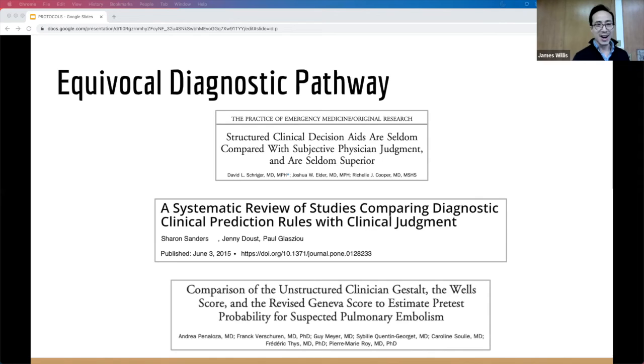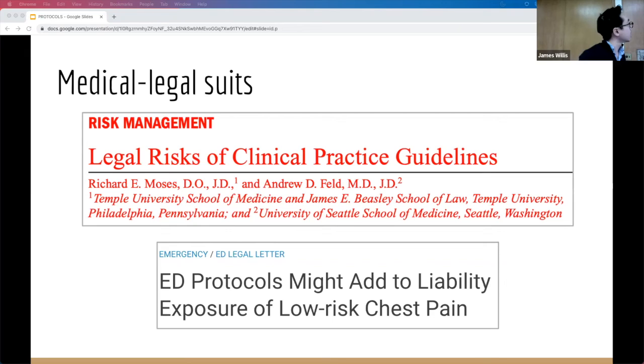You get what I mean. But essentially, all three found that clinical judgment, gestalt, didn't fare worse than clinical decision aids or tools. In some cases, in a lot of cases, clinical gestalt was actually better. And just going to the ED on the healthcare system.